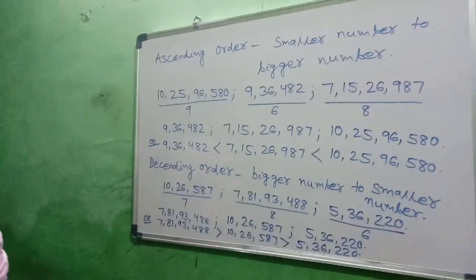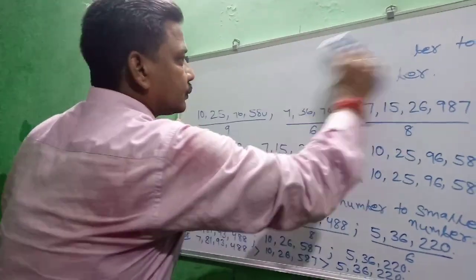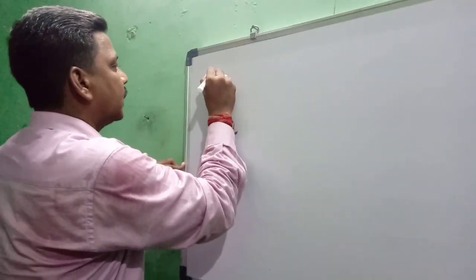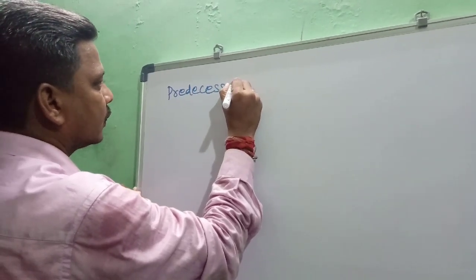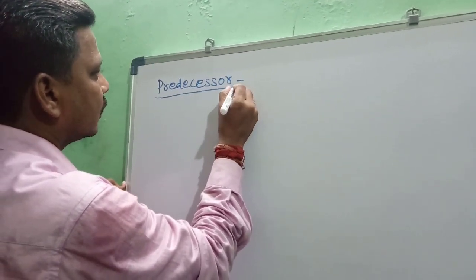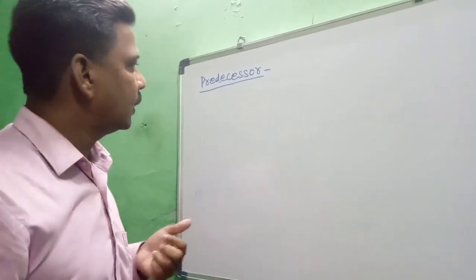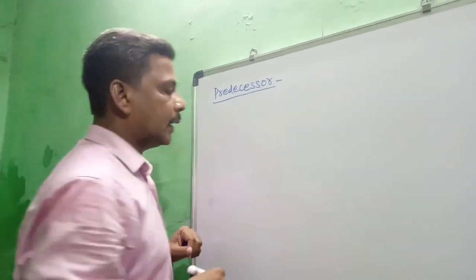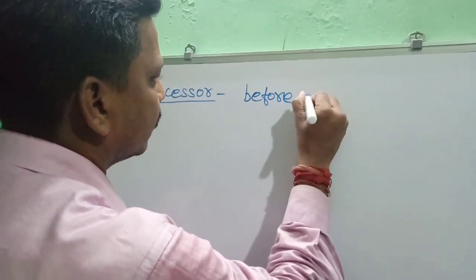Then we will go for successor and predecessor. We will discuss successor and predecessor. First, we will discuss predecessor. Predecessor means when we subtract 1 from any number, we get its predecessor. And we can say predecessor as before number, what you have learned in your earlier classes also. I have written here before number in place of predecessor.